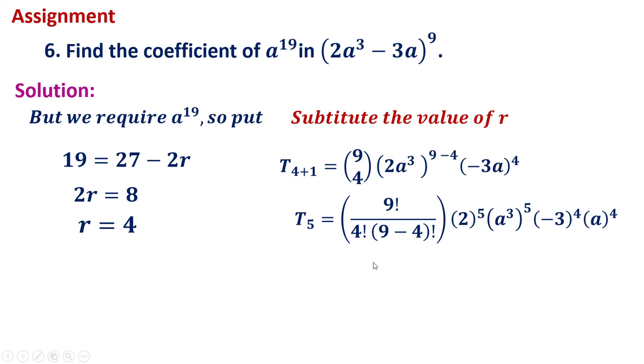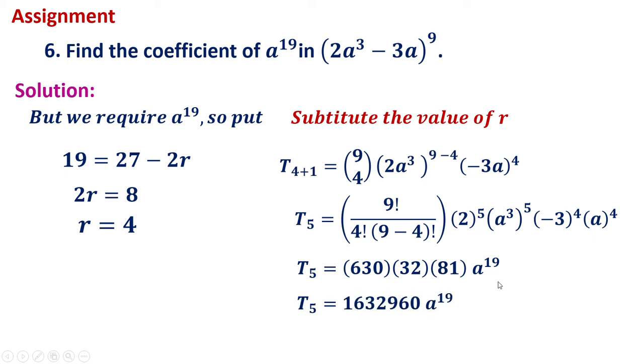So, checking that, this will be 126, and this is 32, and this is positive 81. Because 3 times 3 is 9, times 3 is 27, times 3 is 81. Right? And then, a to the 19. Why did it become that? 3 times 5 is 15, plus 4 is 19.